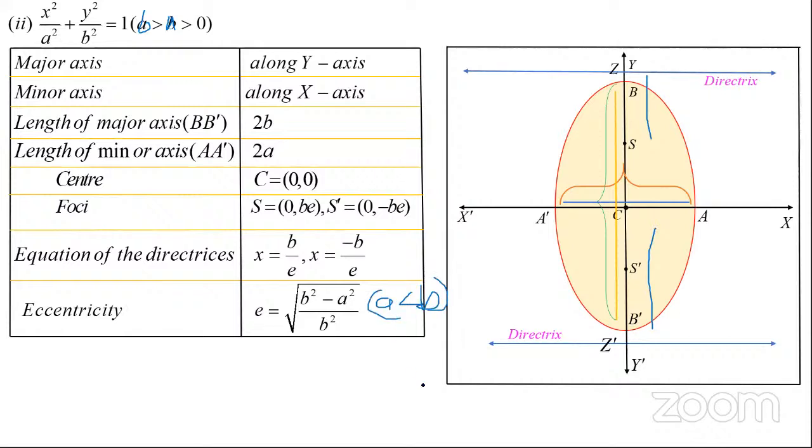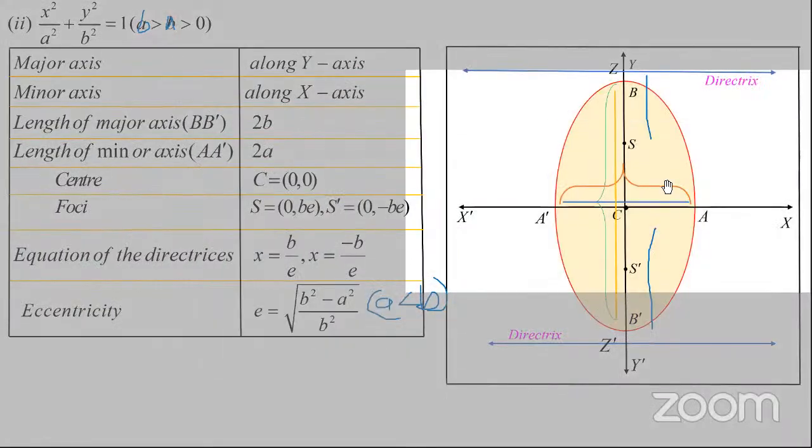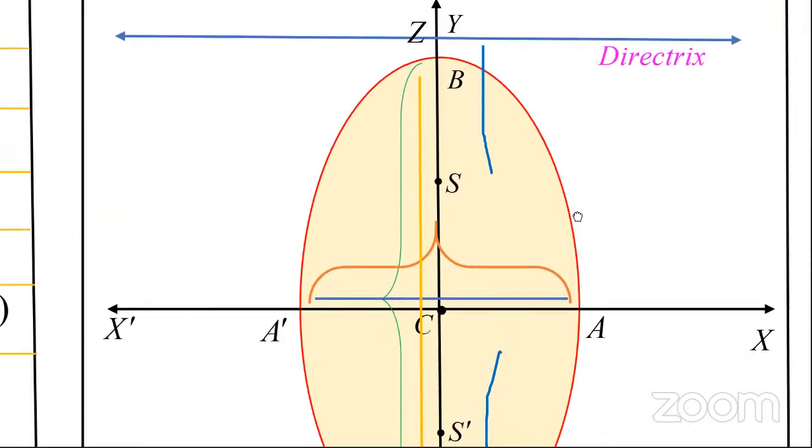Okay. So the major axis is along the y-axis, the minor axis along the x-axis. Length of the major axis is 2b. Length of the minor axis is 2a. Center (0, 0). Foci (0, be) and (0, -be). Equation of the directrix is y equal to plus or minus b by e. Our eccentricity is the root of (b square minus a square) by b square, where a is less than b. So now observe this one.